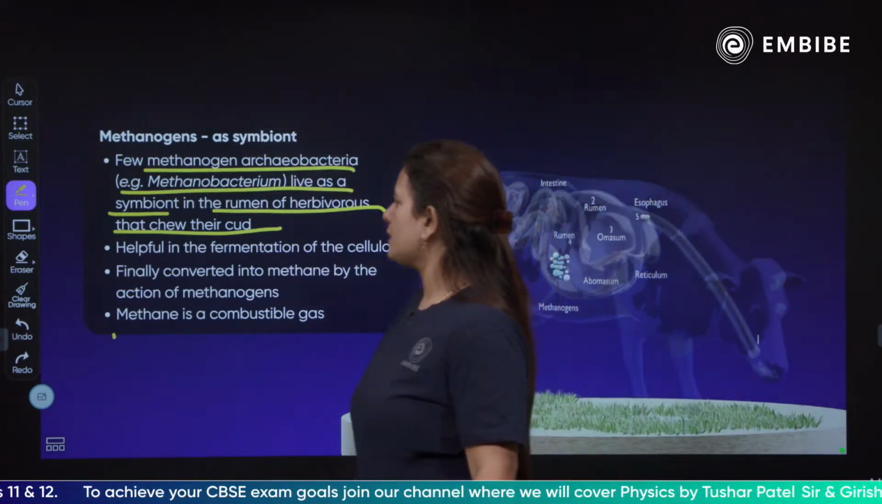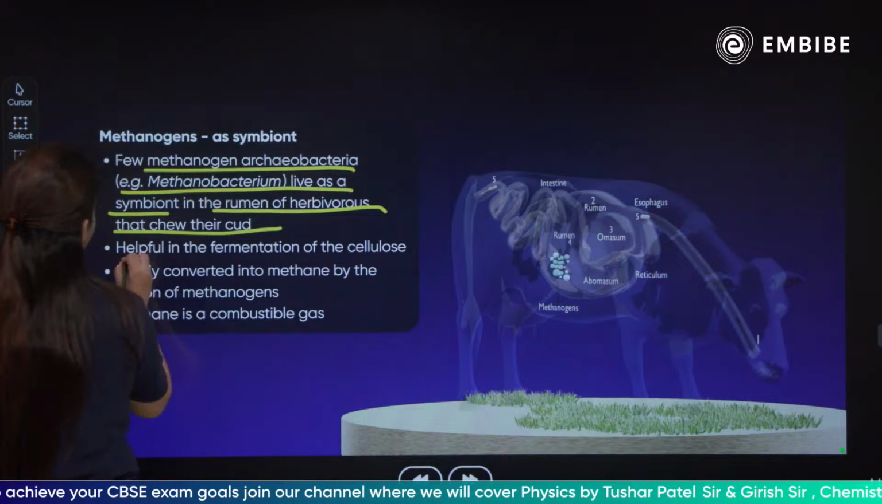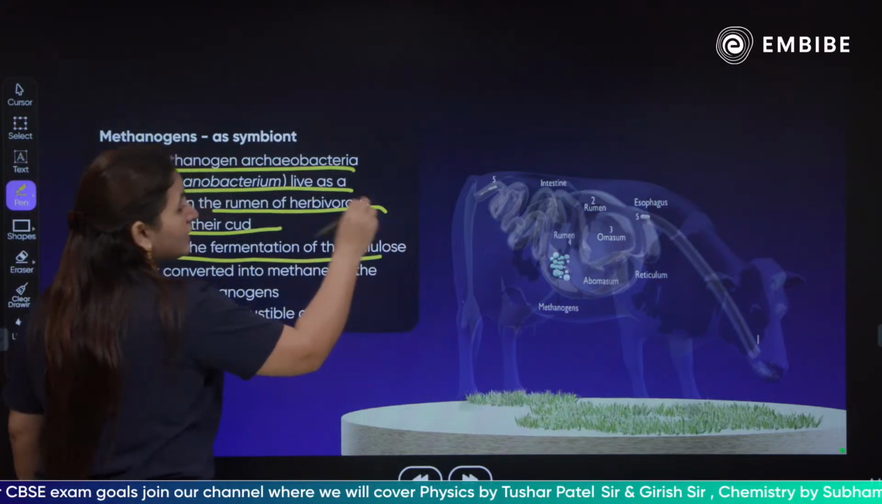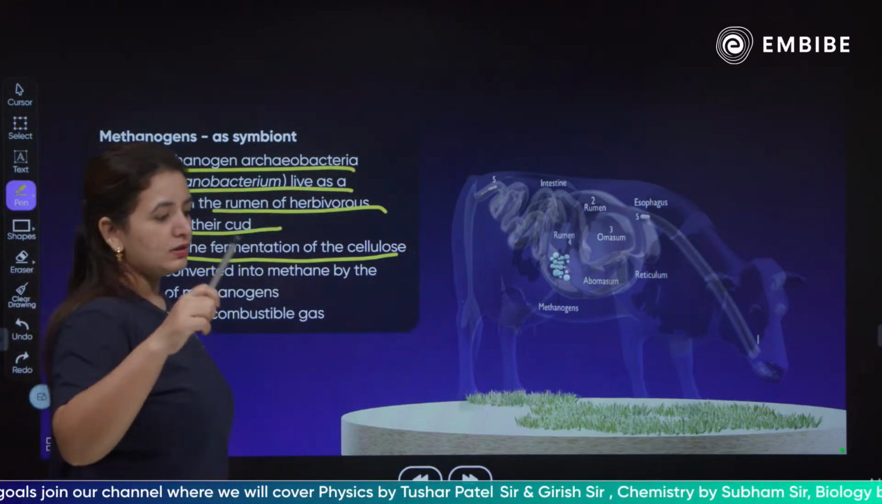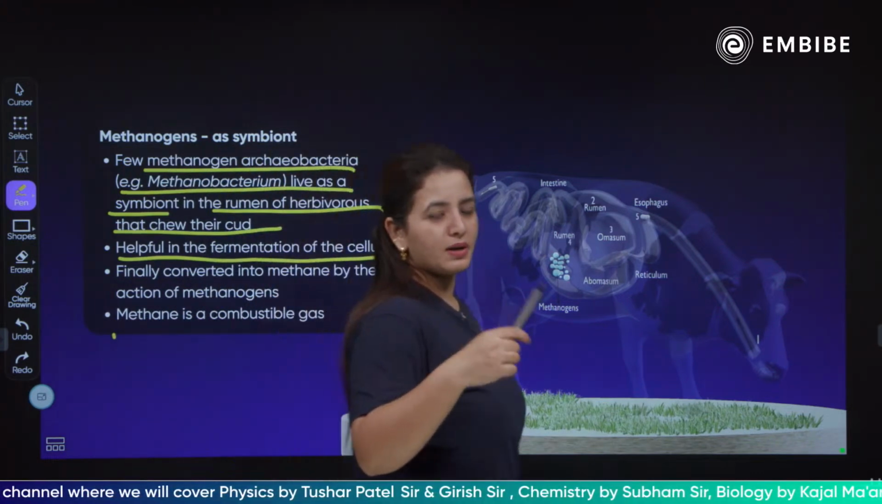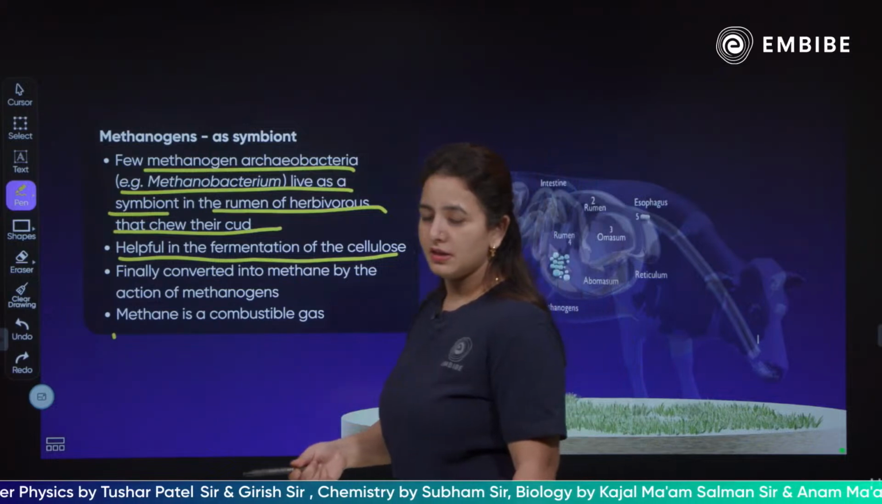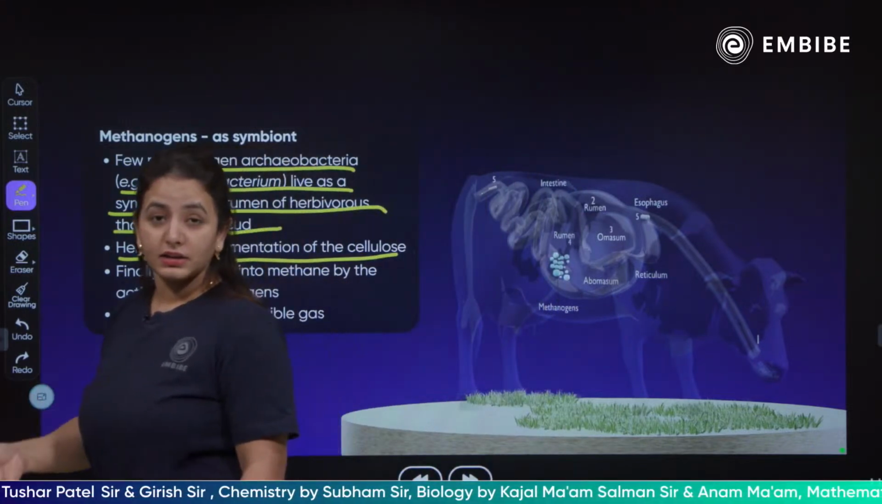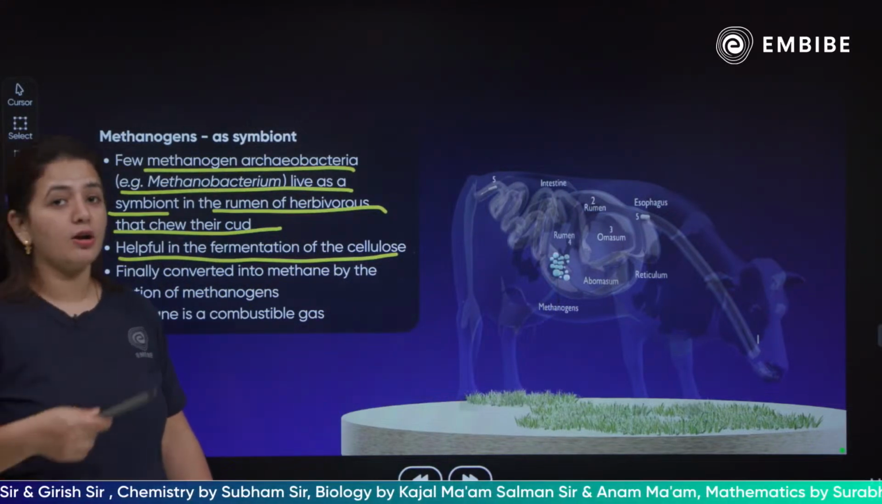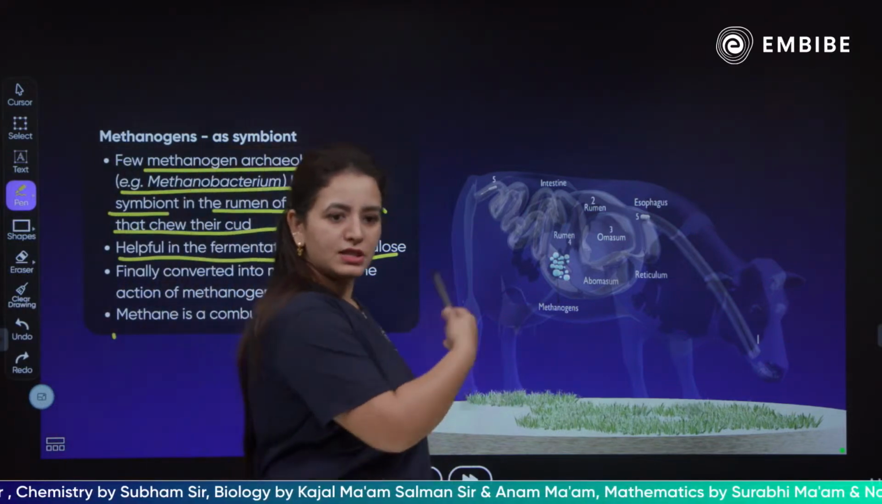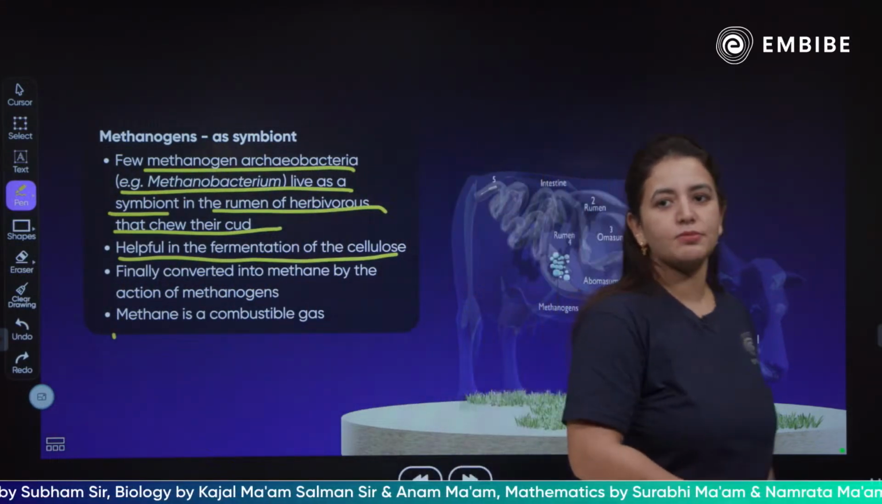Okay. So, children, what do they help with? They are helpful in the fermentation of cellulose. That is why you know what gobar gas is. Gobar gas is typically methane only, no? When we burn cow dung, it releases a gas which is called methane, and that is because of these Methanogens only, Methanobacterium only.